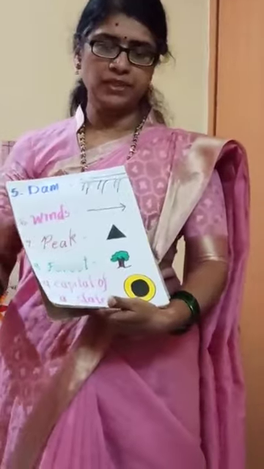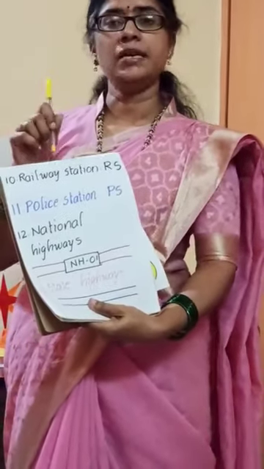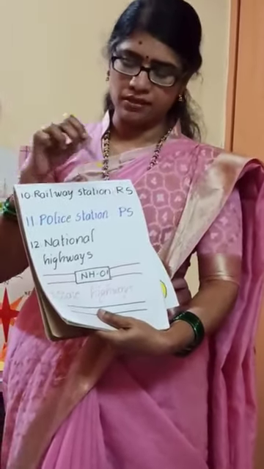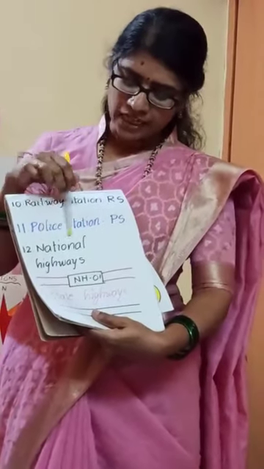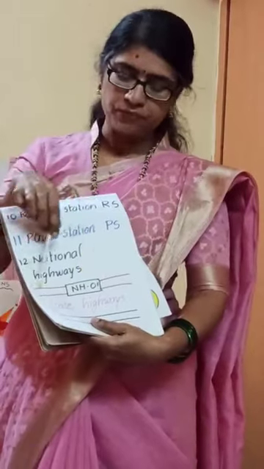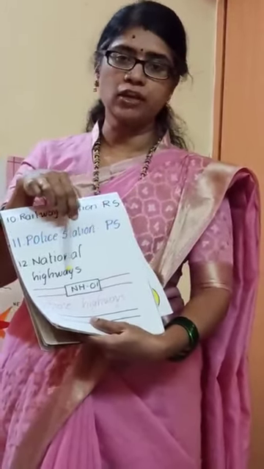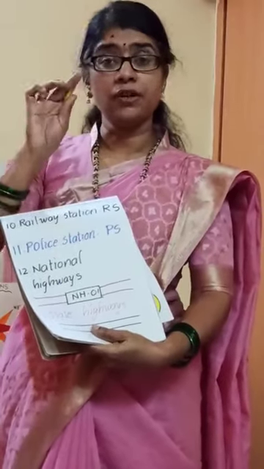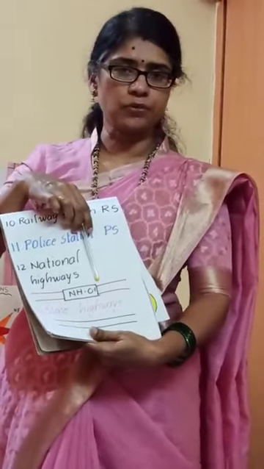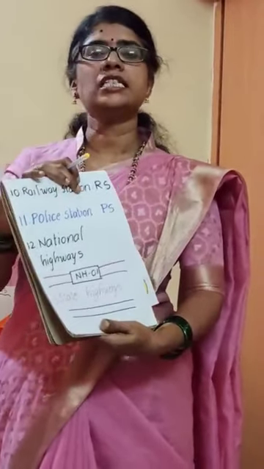Capital of a state is represented with a circle inside a dark circle. RS means railway station. PS, police station. National highways. How are national highways represented on the map, children? Like a road-like shape with NH1 between. I wrote NH1. It means this is National Highway 1. State highways, suppose, are two parallel lines. So these are some of the conventional symbols.